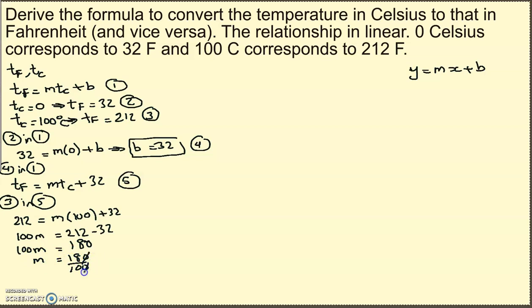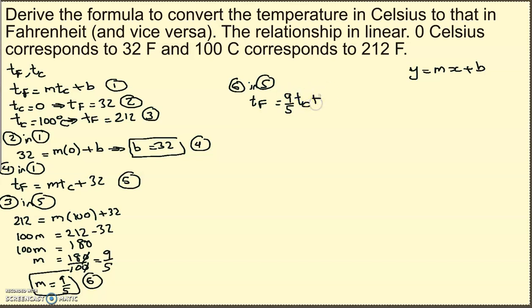So one 0 will cancel the other. And then if you divide numerator and denominator by 2, that will give us 9 over 5. So m equals 9 over 5. And that was from the second piece of information. We'll call this number 6. So if we plug 6 in 5, that will give us our final equation, which is Tf equals 9 over 5 times Tc plus 32. And let's call that equation number 7.